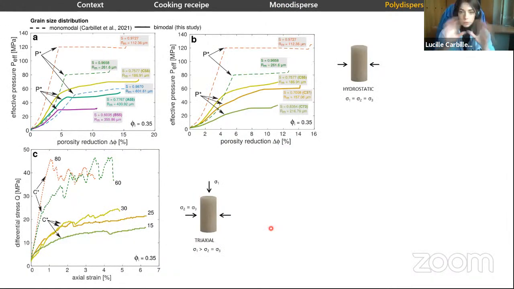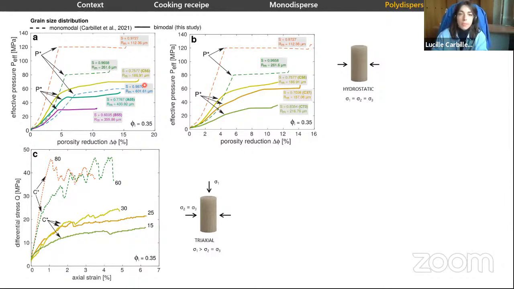So here is an overview of some of the data that we got. In A and B, you can see results from a hydrostatic compression experiment. Again, it's the effective pressure against the porosity reduction. I've been compiling the results for bimodal samples with the corresponding monomodal end members. So you see, for instance, this is for 112 microns and 261 microns, and that's right in the middle. That's the sample that is 50 and 50.